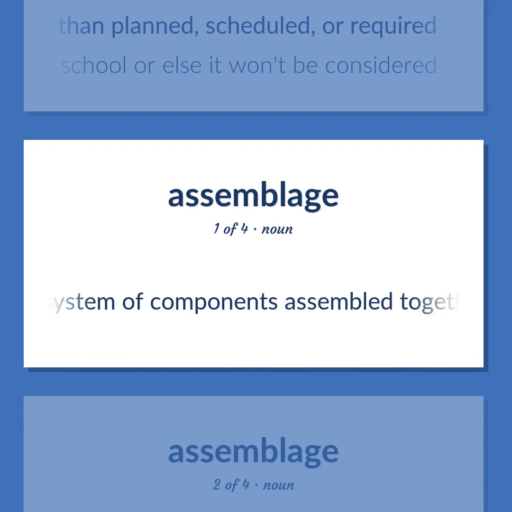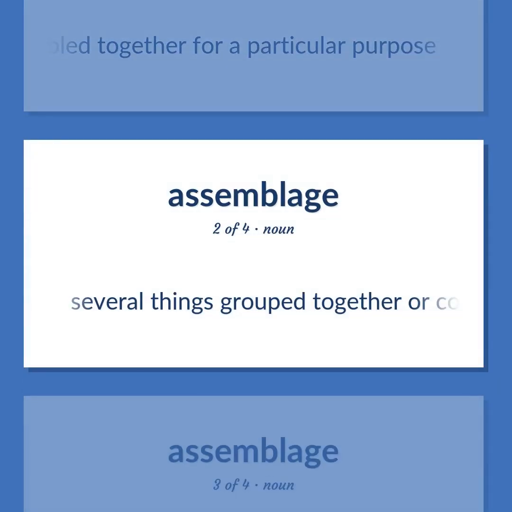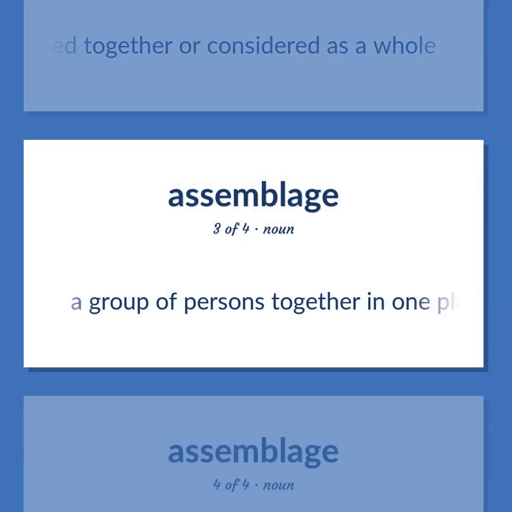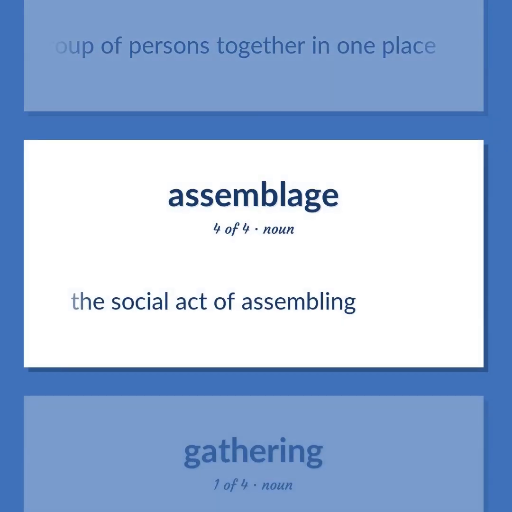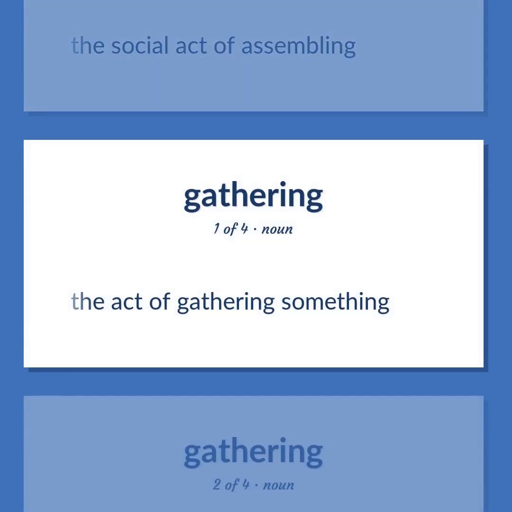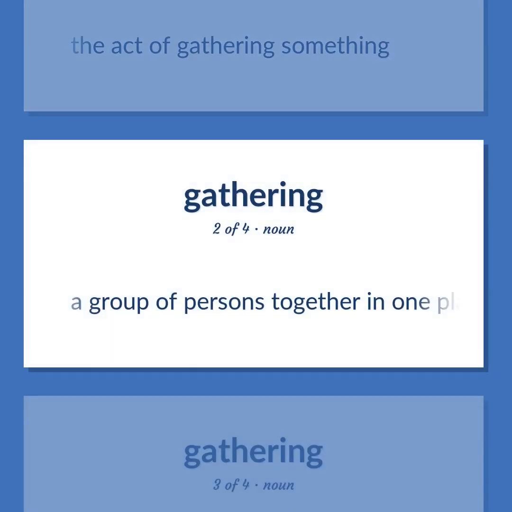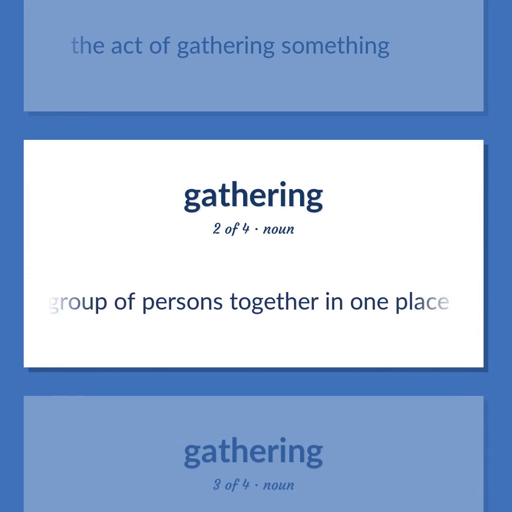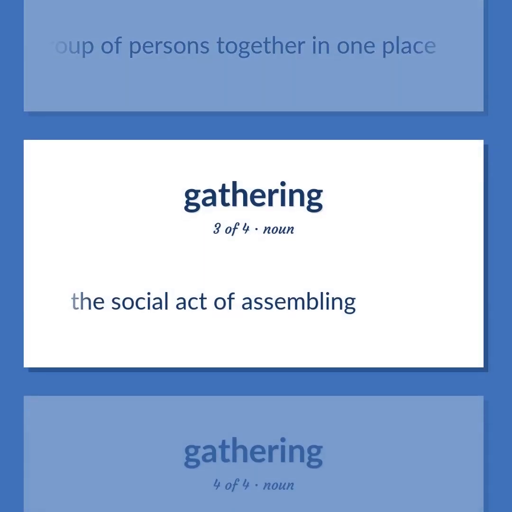A system of components assembled together for a particular purpose. Several things grouped together or considered as a whole. A group of persons together in one place. The social act of assembling. The act of gathering something. A group of persons together in one place. The social act of assembling.